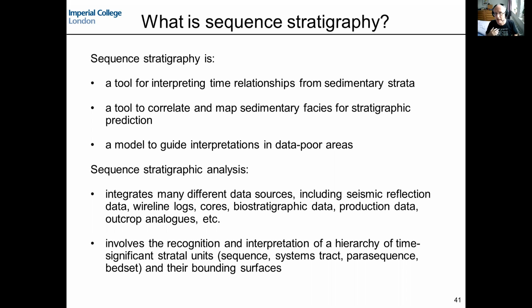allows us to correlate and map between different regions where we have data, and a series of models based on that tool which allow us to, or guide our interpretations in areas where we don't have much data.